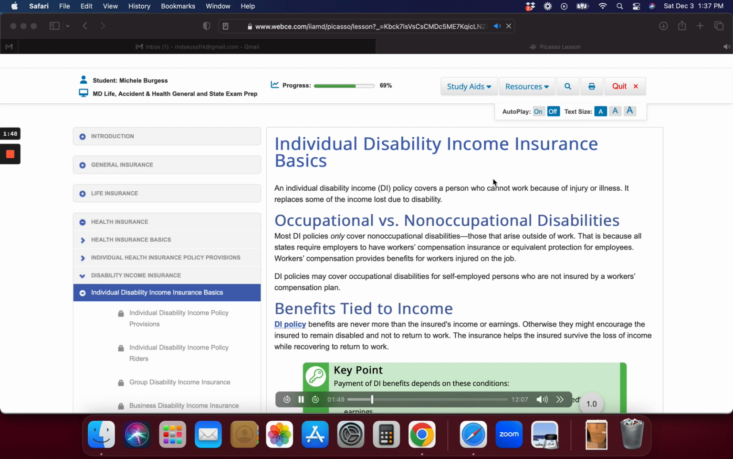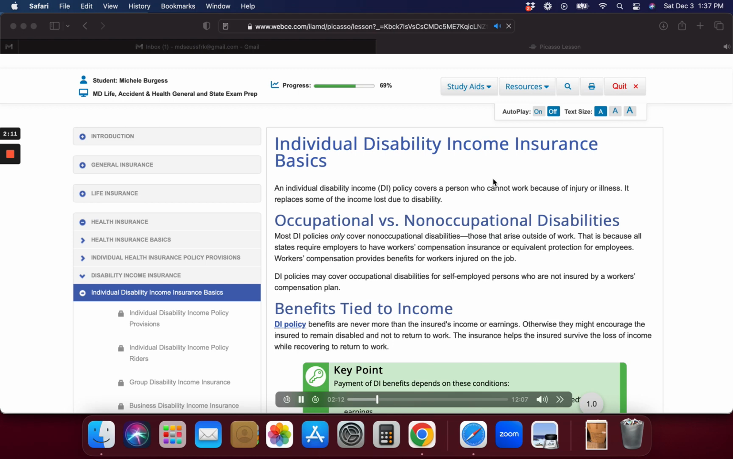Company A's DI policy pays a monthly benefit of up to 60% of the insured's income. If the insured earned $3,000 each month before a disability, the policy would pay $1,800 per month for total disability. Company B's DI policy pays 100% of the insured's income during the first month and 60% of income thereafter.